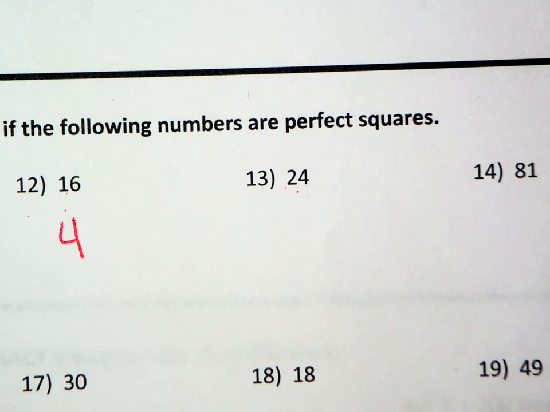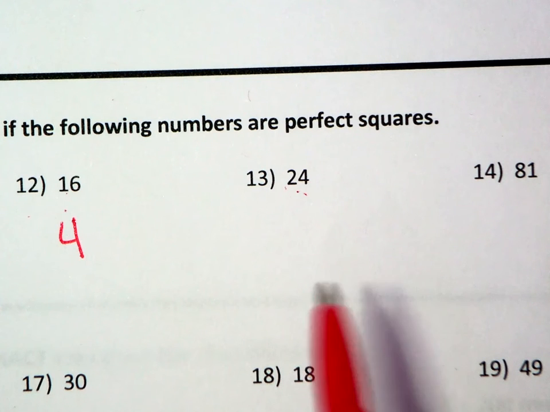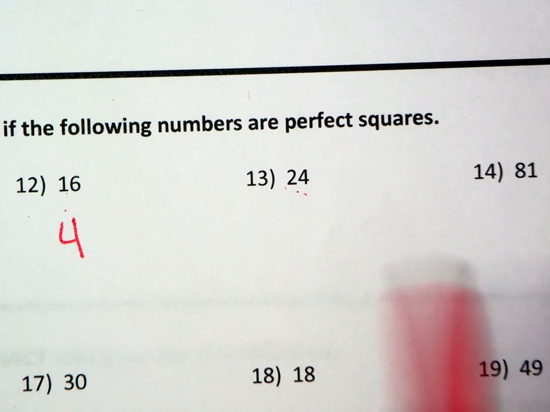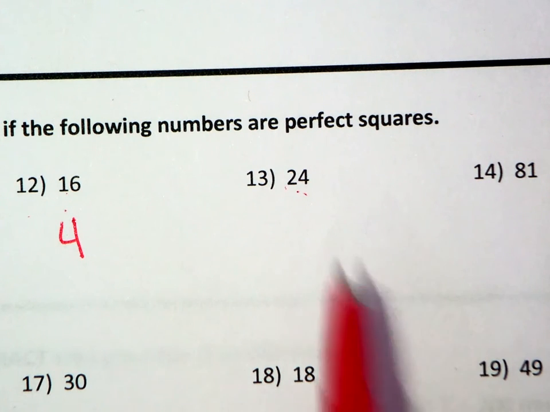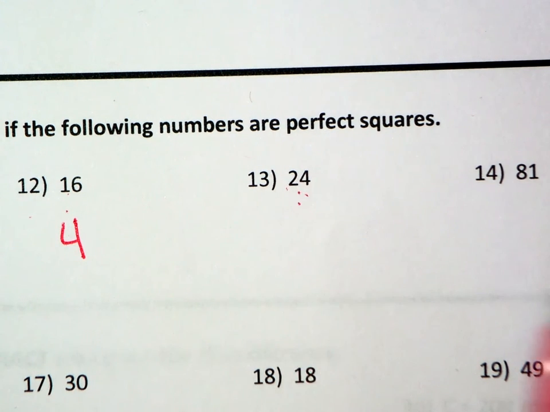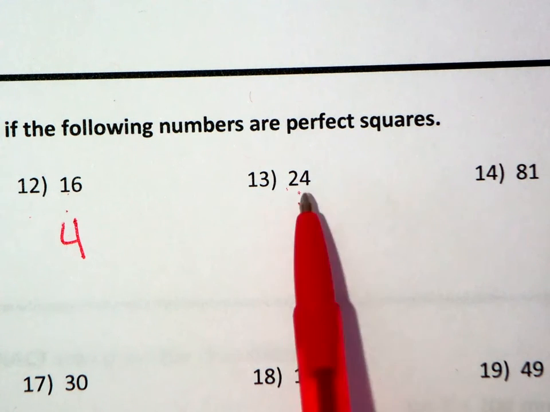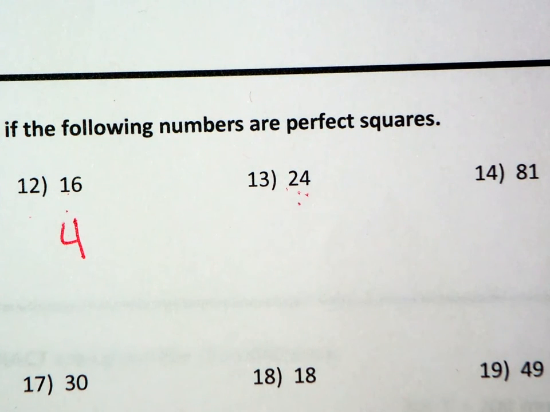Another way of accomplishing that is to run through your perfect squares that you know. 2 times 2 is 4. 3 times 3 is 9. 4 times 4 is 16. 5 times 5 is 25. Well, 24 is less than 25, and 25 is a perfect square. So 24 is not going to be a perfect square if 25 was a perfect square using 5 as its multiples.